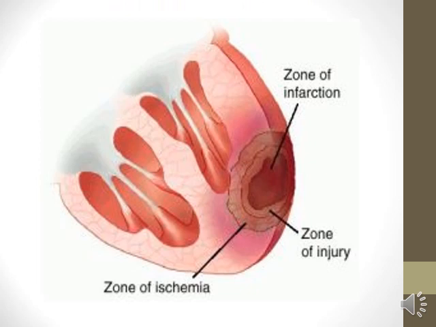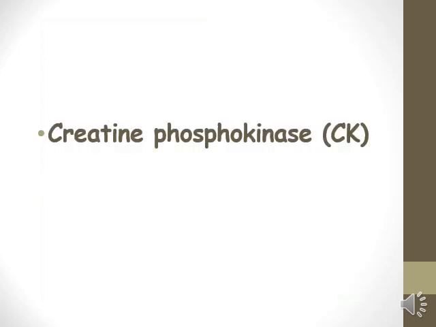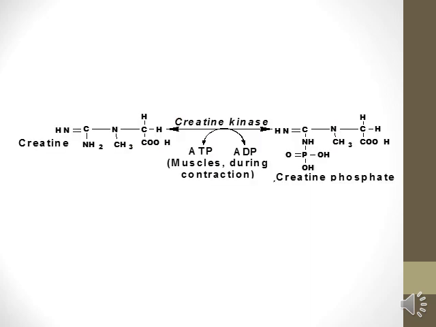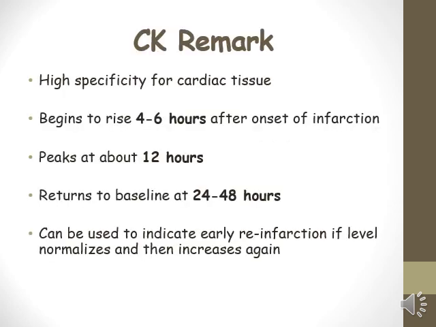In myocardial infarction, there are two different zones: the zone of infarction surrounded by the zone of ischemia and separated by the zone of injury. The first biomarker in acute myocardial infarction is creatine phosphokinase, called CK. CK enzyme is used for phosphorylation of creatine to creatine phosphate, which is used as a source of energy in myocardial muscle. CK is highly specific for cardiac tissue.